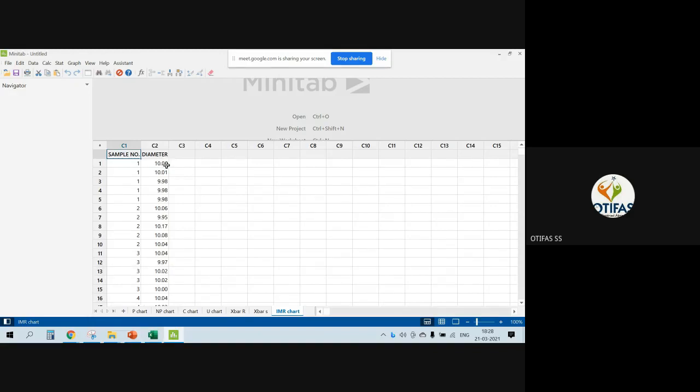Now see, this is diameter. This is a measurement. So we are going to use a chart for variables. Now you have 10.06, 10.01, 9.98, 9.9. So we will get two charts in IMR, an individual chart as well as a moving range chart. Now we have around 50 data. In these 50 data, you will get a mean, isn't it? You can find out a mean, isn't it?